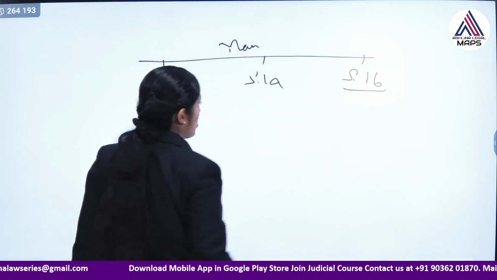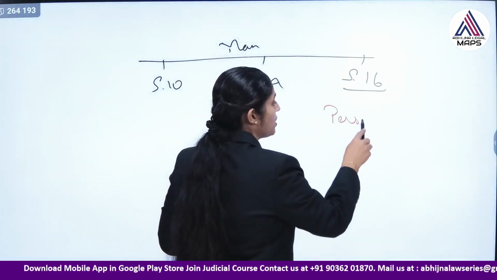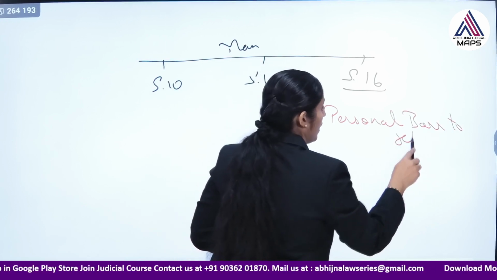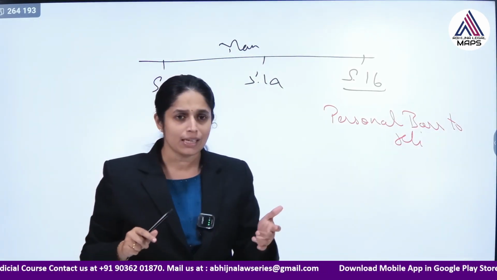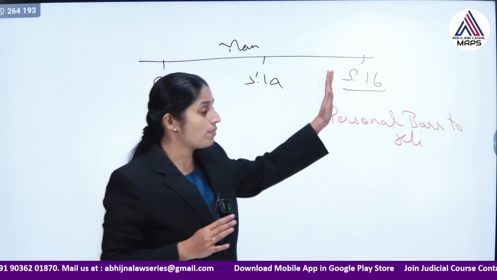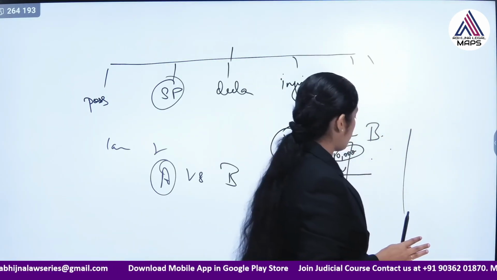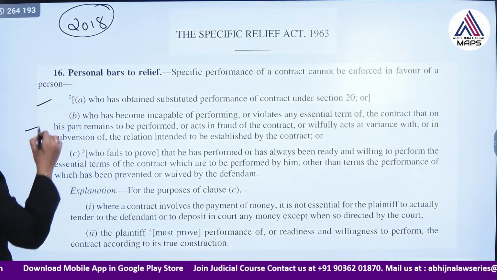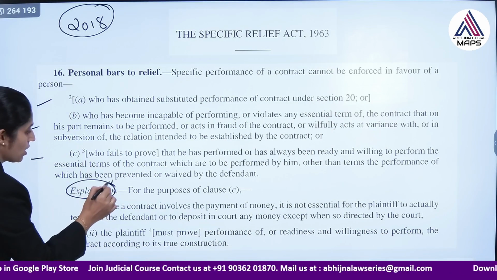So, what does this section 16 say? It says that certain persons are barred. It speaks regarding the personal bars to relief. First of all, they cannot file a specific performance of a contract. Even if they file, specific performance cannot be enforced in favor of them. That is the meaning of section 16. So, who are the persons against whom specific performance cannot be enforced? Here we can see there are 3 subsections or 3 clauses, A, B, C, where an explanation is given to section 16C.